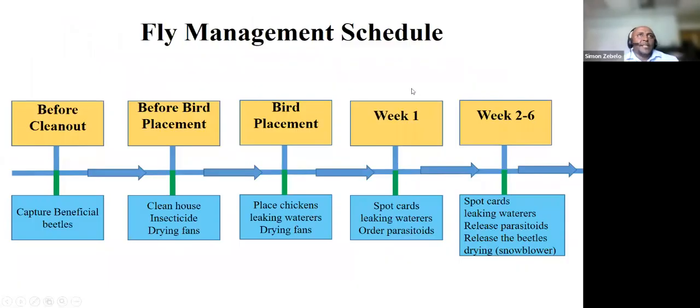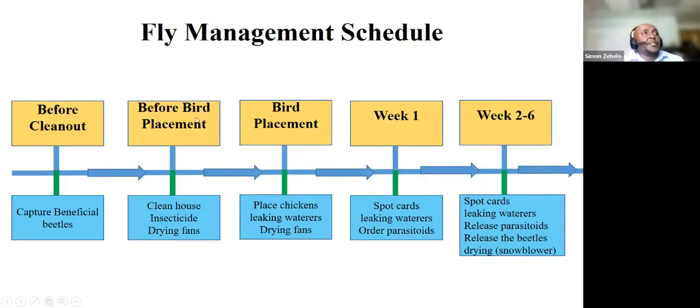So having said this, I just want to go over the fly management schedule. In order to control flies, what we need to do before clean out is capture beneficial beetles, like what I showed you, with the black light traps or any other methods. Most of the time during clean out, these beetles disperse and disappear, so it's very hard to recruit them back. So the first item in your schedule has to be: before clean out, capture beneficial beetles.